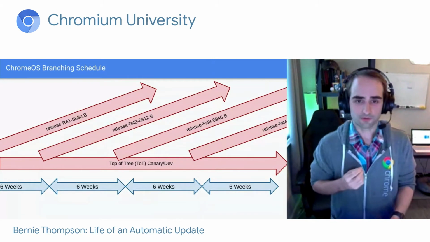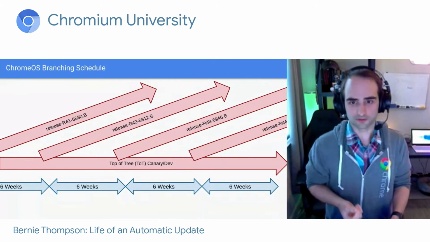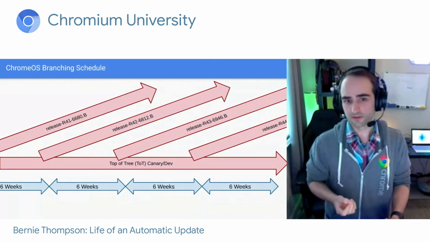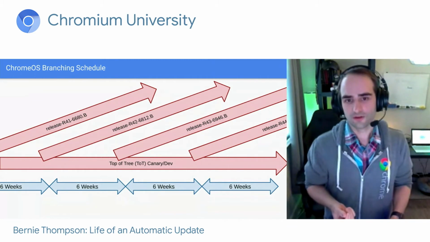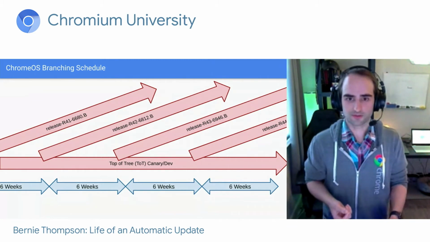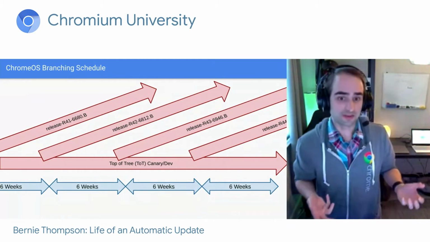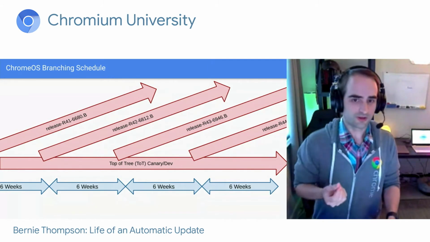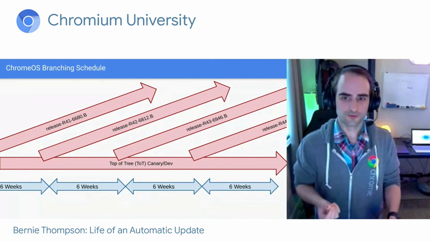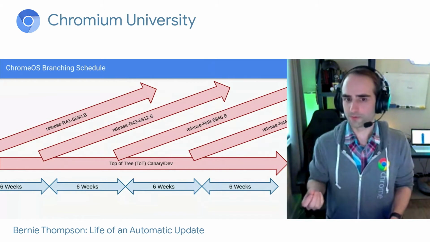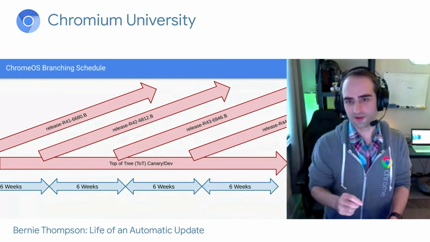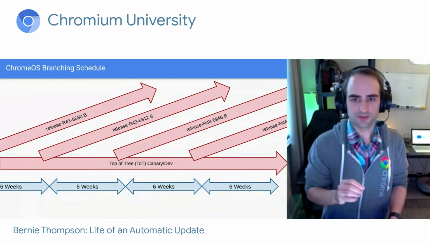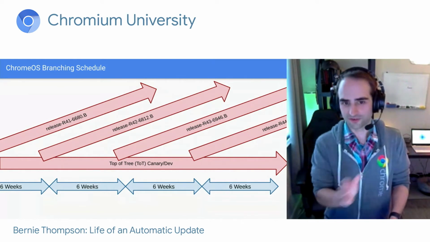Now, Chrome OS uses a 6-week release cycle today, meaning every 6 weeks we cut another release branch. And this begins the stabilization process. So the branching looks something like this. Note that after we cut a branch for release, TOT becomes the next milestone. So if you see R43 branching in the middle there, R43 on TOT actually starts 6 weeks prior.